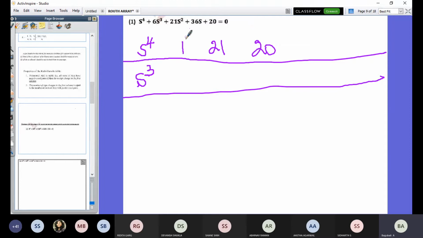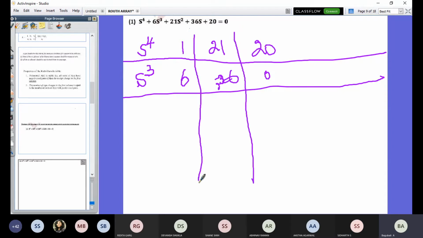What about next? S cube? 6, 36, 0. 6, 36, and 0. Any doubt in that? We will construct the row array like this. What will be that next row?